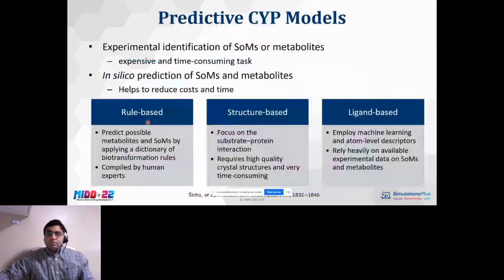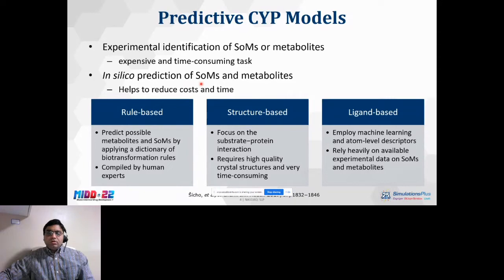I'm not going to detail all the ones which are available in the market, but the goal of predicting these CYP sites of metabolism is very straightforward. If we want to determine experimentally what the sites of metabolism or what the metabolites of a new drug are, it is a very expensive and time-consuming task. But in silico predictions of sites of metabolism and metabolites help to reduce the cost and the time in the drug discovery process.